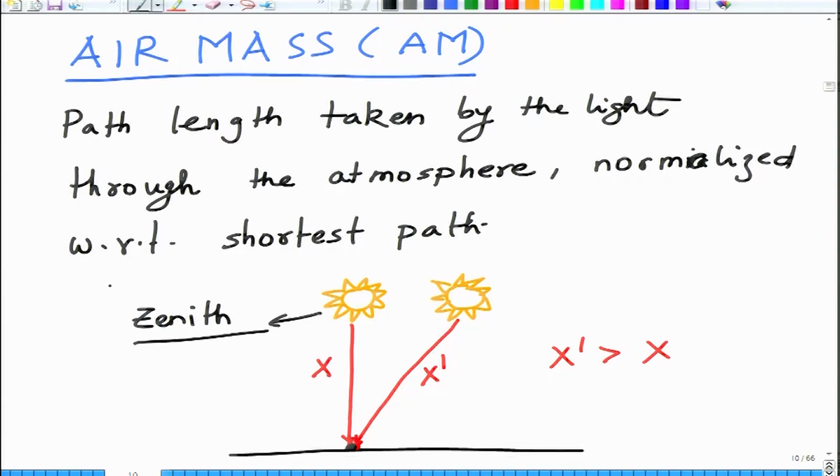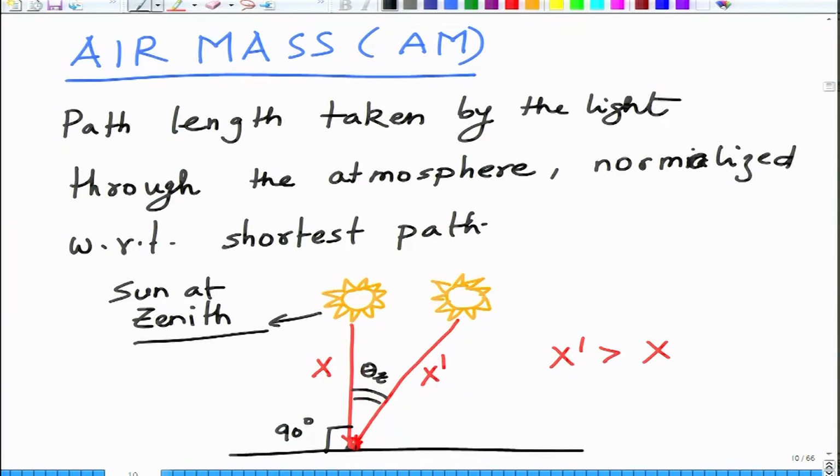So, this is the sun at zenith. That means the angle between the beam and the horizontal surface is 90 degrees. And at another location, the sun makes an angle, let us say theta z, which is called the zenith angle. This theta z is the angle between the vertical line and the line along which the beam is coming.